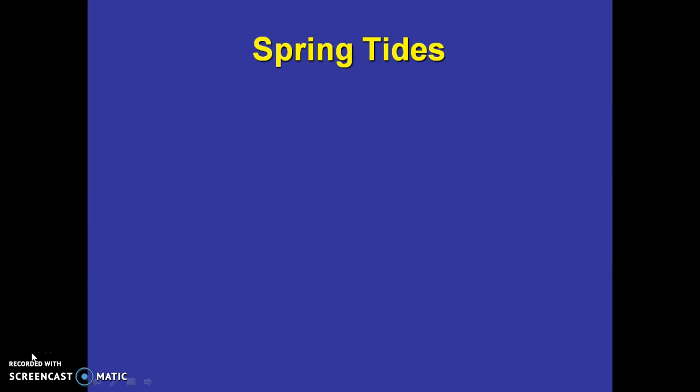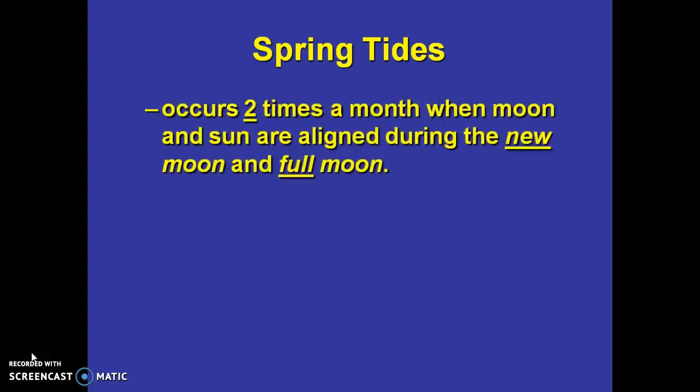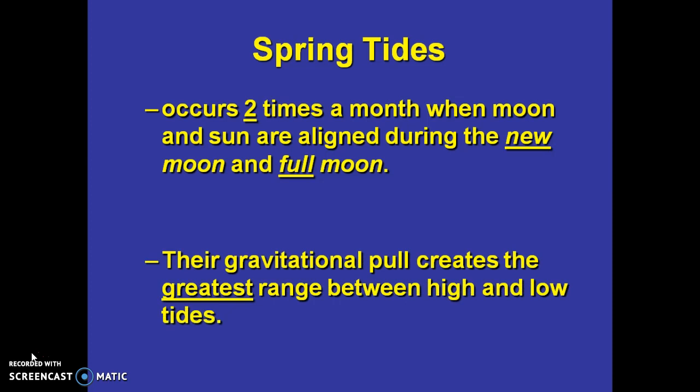The first one is spring tides. These tides have nothing to do with the season of spring. In fact, they occur 2 times a month, no matter what time of year it is. They happen during the moon phases of full moon and new moon, and that happens when the sun, the moon, and the earth are basically in a straight line. During spring tides, high tides are especially high and low tides are especially low. This means that these are the times of the month when we see the greatest difference between high tide and low tide.